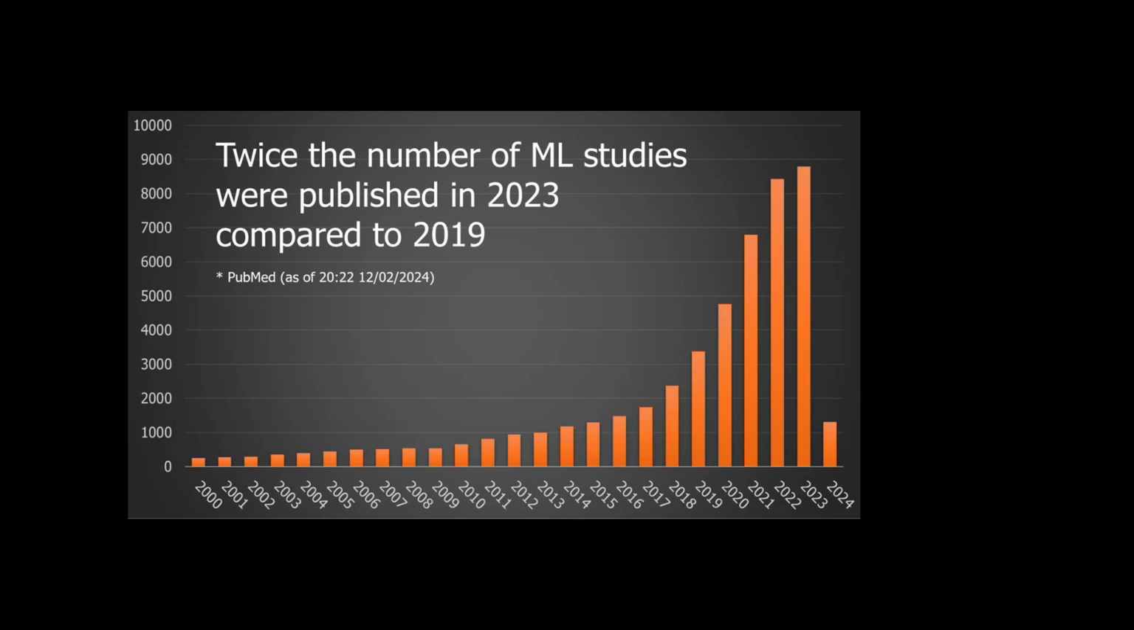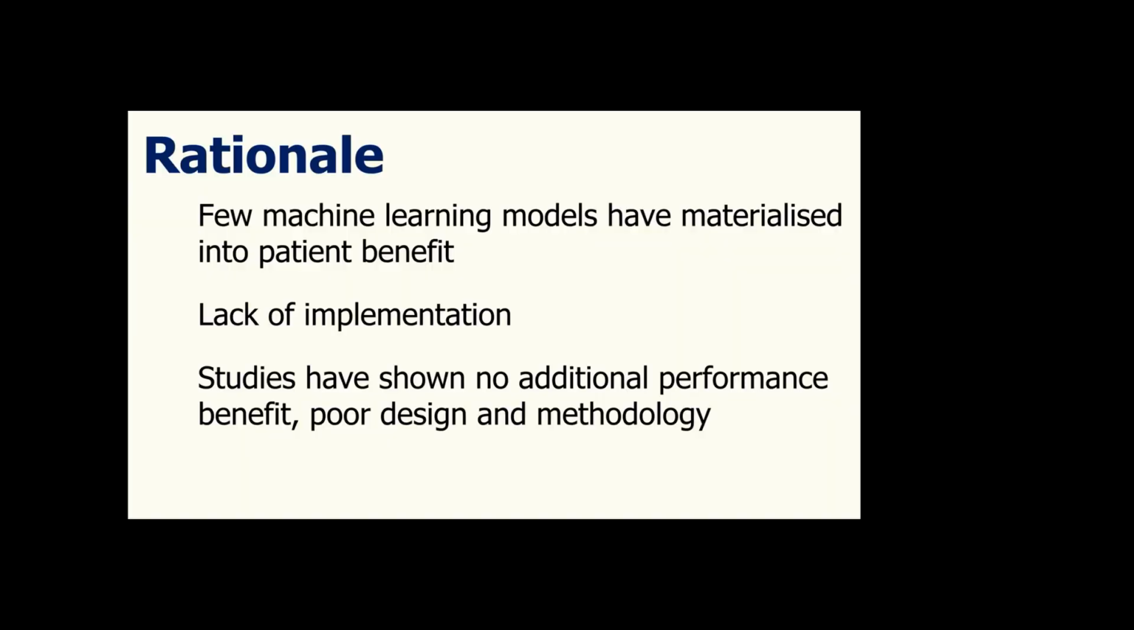Here we're seeing twice the number of studies using machine learning published in 2023 compared to 2019. You could even look at just the last 2 months, not even 2 complete months yet, January and February of this year: there have been more published in those 2 months than in the entire year of 2014, 10 years ago. This really illustrates how popular they've become and are becoming.